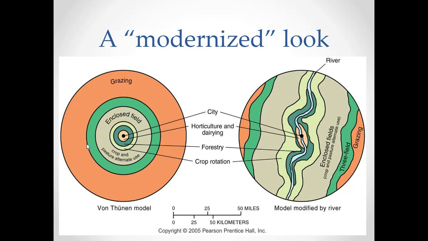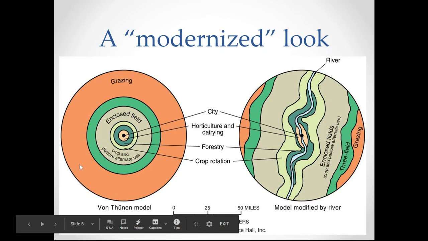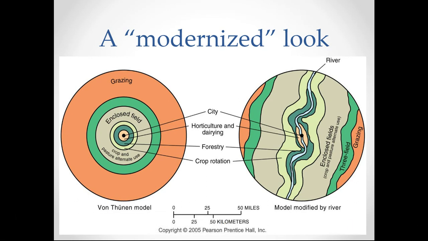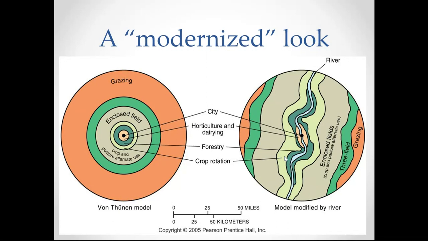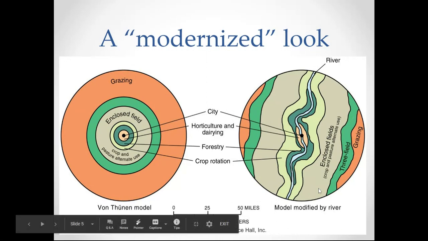Now here's a more modernized look. This is probably going to make it a little more relatable, something that you could see in your head. On the left, we've got the model, the perfect world, perfect scenario that's not realistic. And on the right, we've got what the model would look like if it was modified by a river. So notice here we've got the central city, we've got the horticulture and dairying, forestry right here, crop rotation here, the outermost ring, grazing, and then three field crop rotation, and then enclosed fields right here.